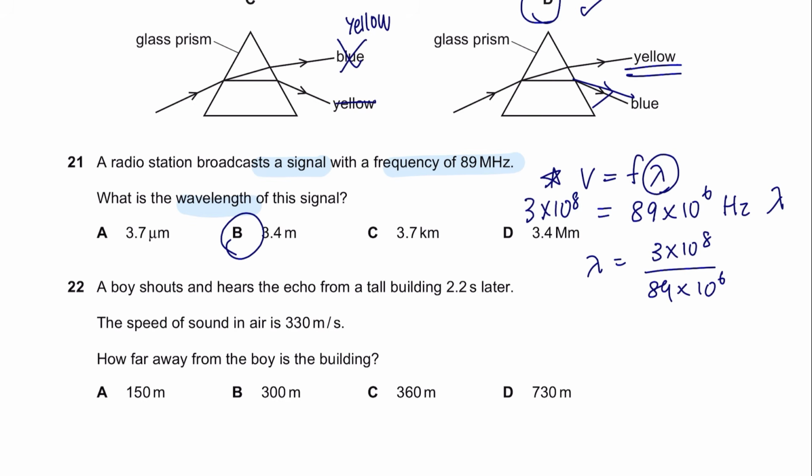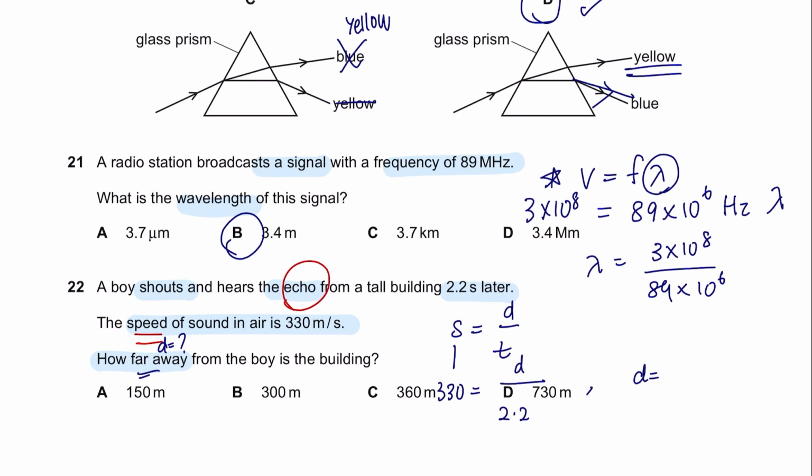Question 22. A boy shouts and hears the echo from a tall building 2.2 seconds later. The speed of sound in air is 330 meters per second. How far away from the boy is the building? So they're looking to find the distance. For questions relating to echo and speed of sound, you can use the formula speed equals distance over time. So the speed here is 330 meters per second. You're looking to find distance and the time is 2.2. So you will get distance is 726 meters.